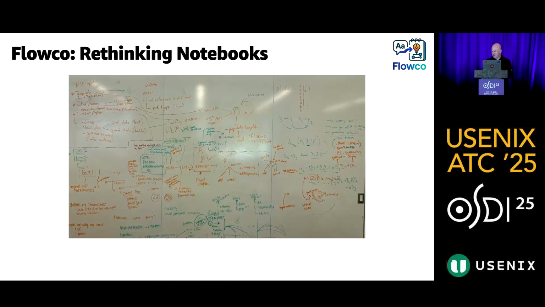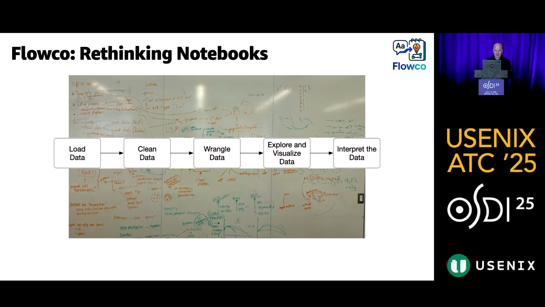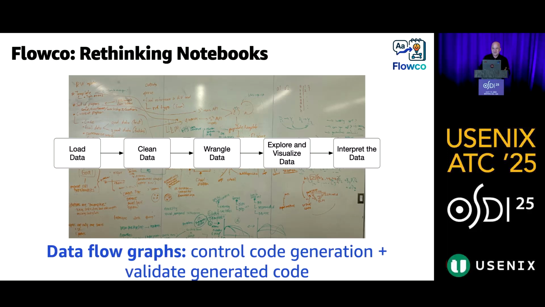So here's a picture that we took of an actual data scientist whiteboard. And if you abstract this out, it basically looks like a data analysis pipeline. And so it says, load data, clean the data, wrangle the data, explore and visualize the data, and interpret the data. All right? And all the other stuff is details, like it's the implementation. So this is a data flow graph. All right? And so data analysis pipelines basically are data flow graphs. So we can actually leverage these data flow graphs to control how we generate code and ensure that the code that's generated is actually valid.